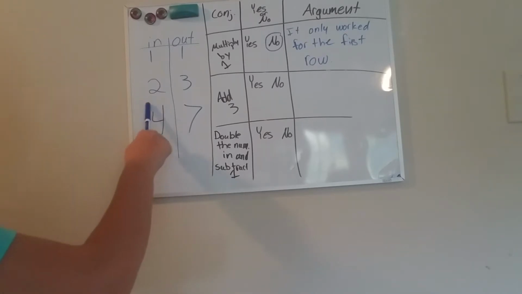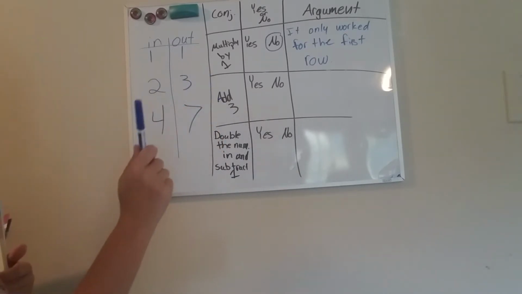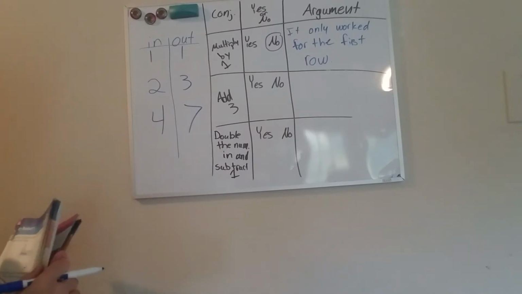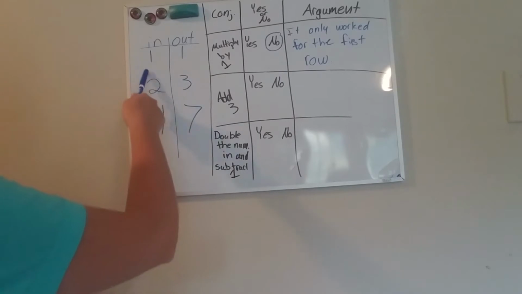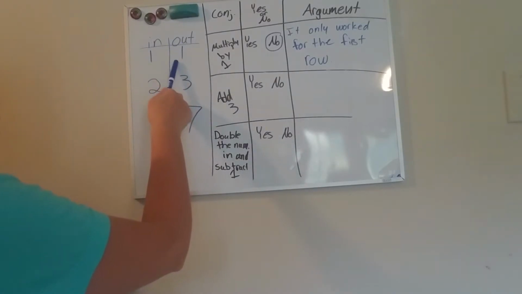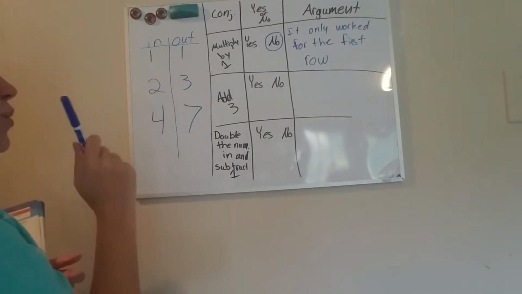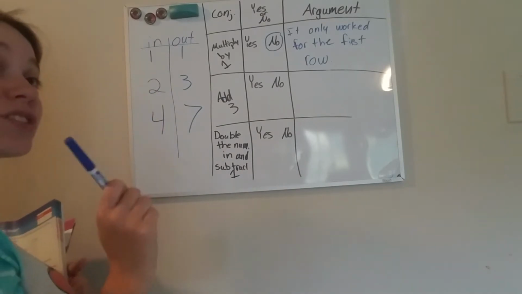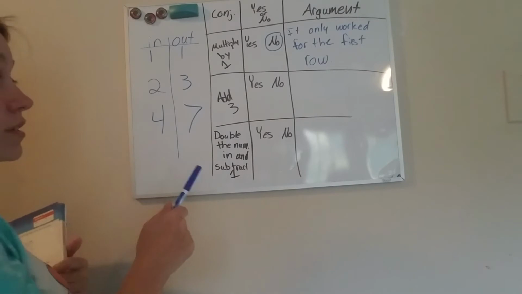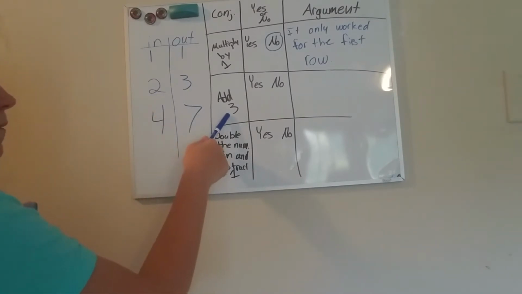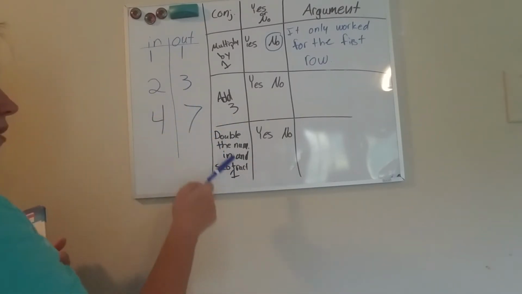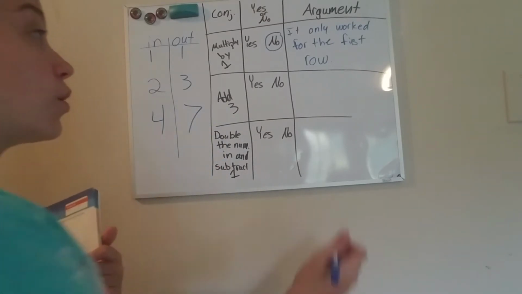So now look at our second one. We are adding 3, okay? So let's see if it works. 1 plus 3 is 4. Did we get the right out? No, we did not. So that rule is not going to work. But let's just see if it worked on any of these. 2 plus 3 is 5. So it didn't work there either. 4 plus 3 is 7. So it only worked for our last row.